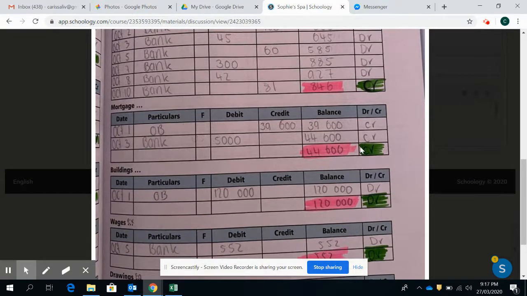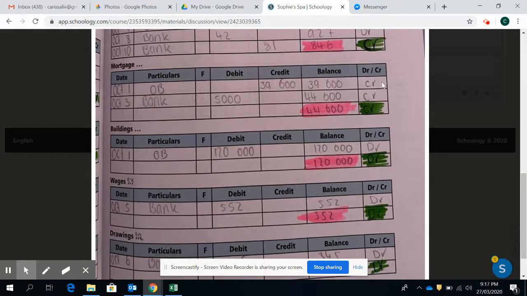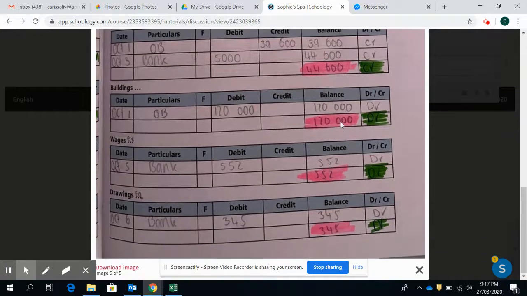The mortgage, again, you've got a credit because it's a liability, and then we had a debit, so they're the opposite, so you need to minus. The 120 is correct, 552 is correct, and the 345 is correct. So if you go through and make those changes and then update your trial balance and then flick it through to me again, you should be all good.